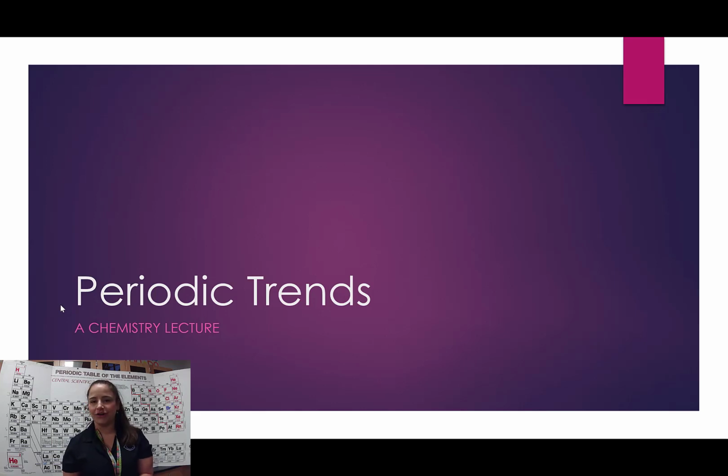In this lecture, we're going to be going over the trends of the periodic table, how these atoms vary in atomic radius, electronegativity, ionization energy, and ionic radius. Okay, so let's get started.